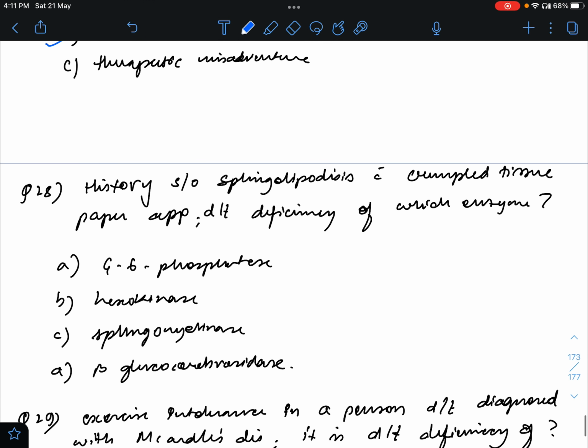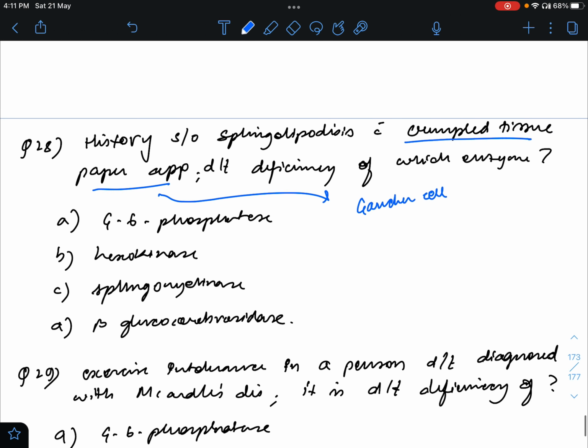Question number 28 had features suggestive of Gaucher's disease, and the most important hint was crumpled tissue paper appearance. Basically, they are asking about the Gaucher cell, which has this crumpled tissue paper appearance. Which enzyme is deficient in Gaucher's disease? It is beta glucocerebrosidase, or glucocerebrosidase.